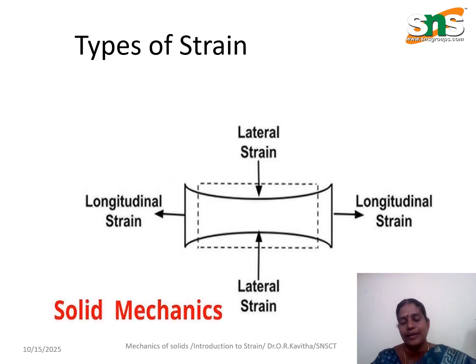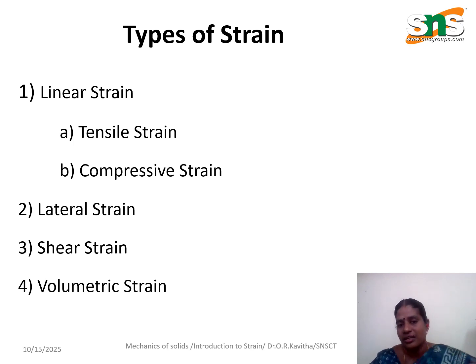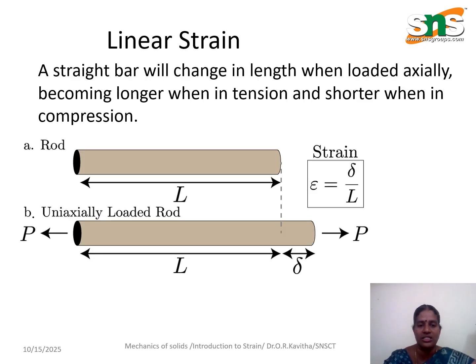And we will see the types of strain one by one. Here you can see this is a longitudinal strain and this is a lateral strain. The types of strain are commonly classified into linear strain, lateral strain, shear strain and volumetric strain. We will see them one by one.